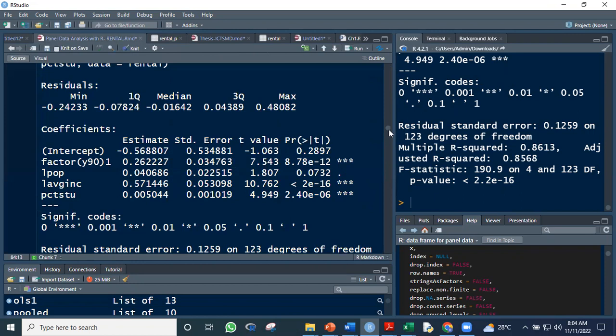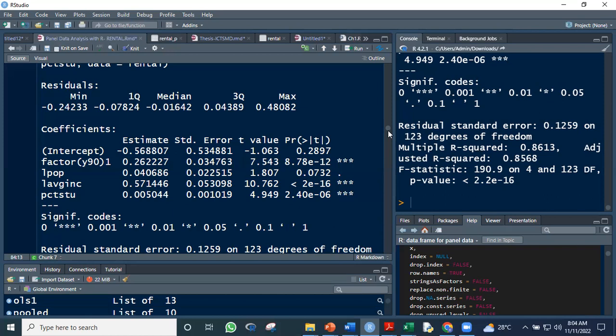You might be wondering, why is y90 treated as an integer? Why did we not convert it into a factor? The result will be the same, and the reason is your y90 is already binary. When you say binary, it's already dummified. It's 0 or 1.